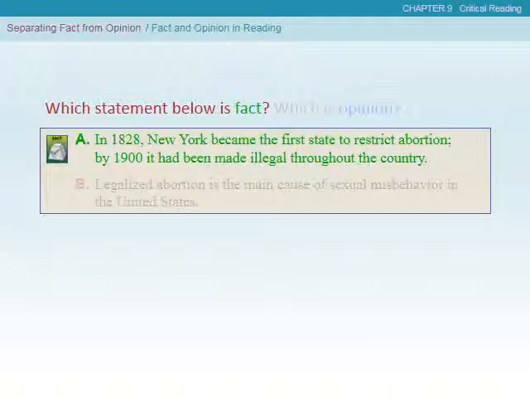Well, the first one's a fact, right? We can go back and check. Was New York the first state to restrict abortion? We can find out whether that's true or false. By 1900, was it illegal throughout the whole country? That's a fact. Either it's true or it's not true, but it's a fact.